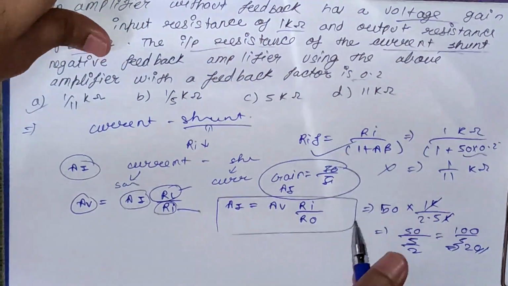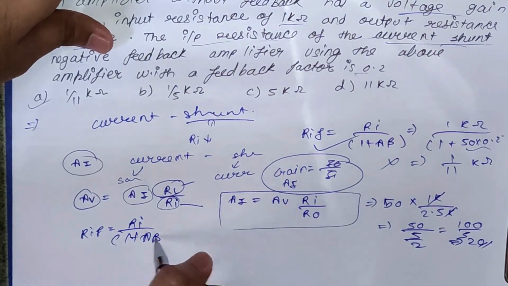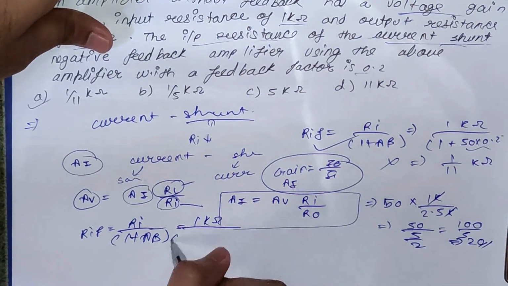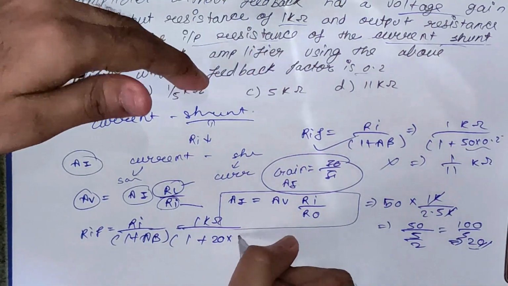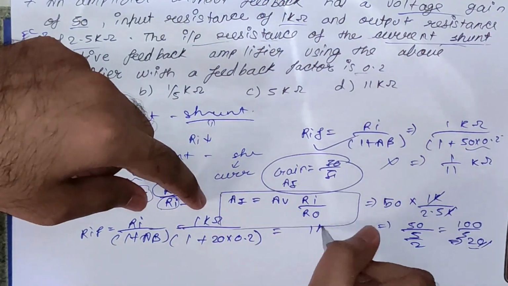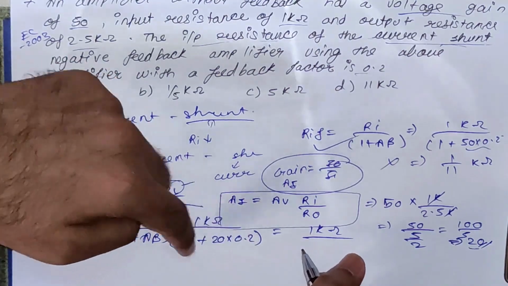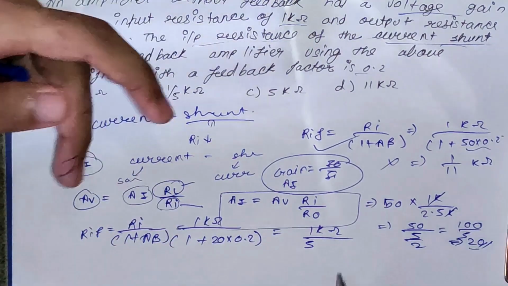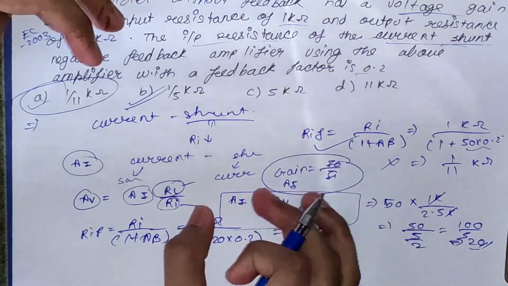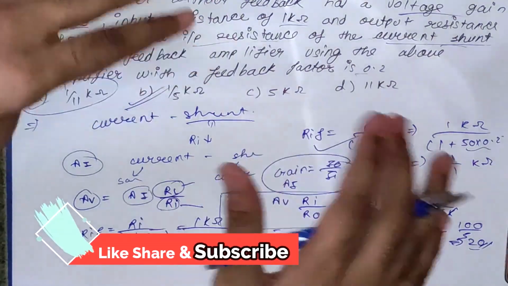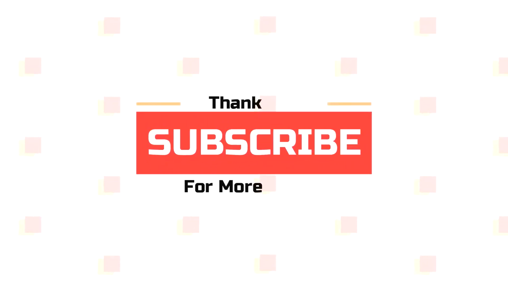Now we can use this formula. RIF is equal to RI upon 1 plus A beta, which is 1 kilo ohm upon 1 plus 20, the current gain, multiplied by beta 0.2. 20 multiplied by 0.2 is 4, and 4 plus 1 is 5. So it is 1 by 5 kilo ohm. From the options you can see B is the correct option, not A. So be careful while solving this type of sum or else you are going to lose marks. That's it for today. Thank you guys.